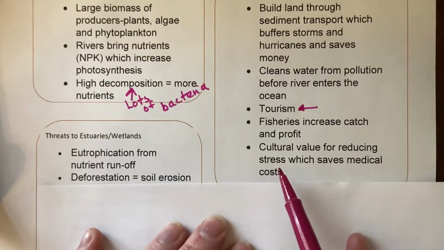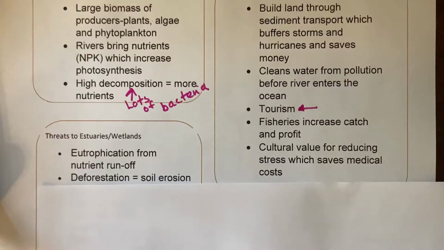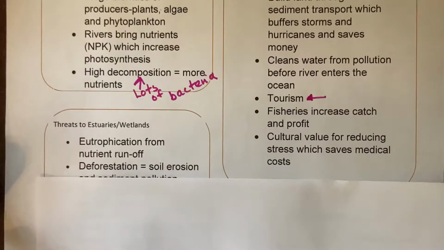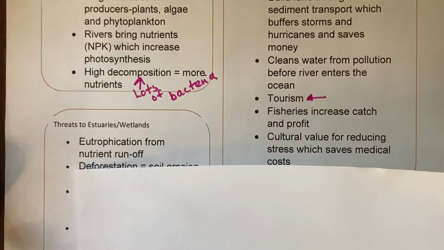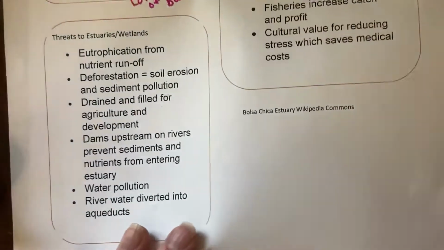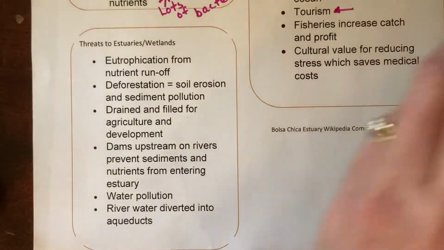And then there's also cultural value in these estuaries, which reduce stress and save money and medical costs. So these are a lot of ecosystem services provided by estuaries. And then we have eutrophication as one problem from nutrient runoff. So now we have these cows, right?